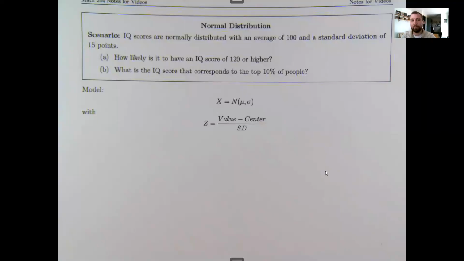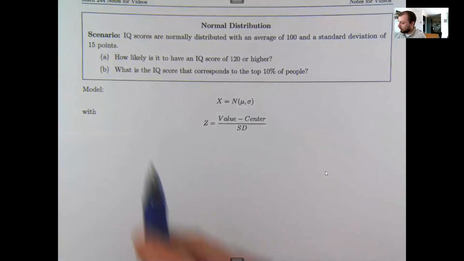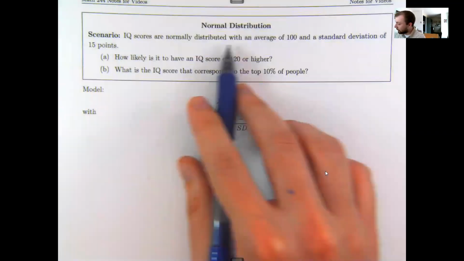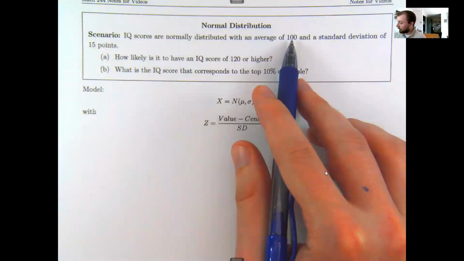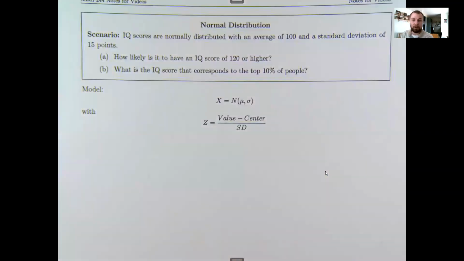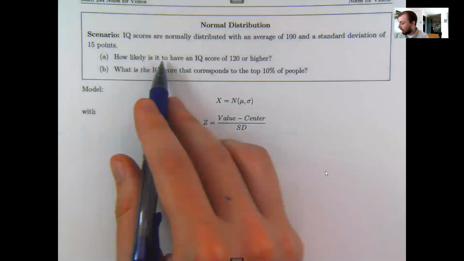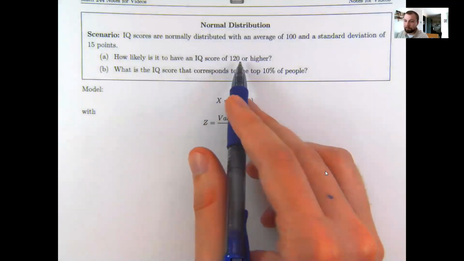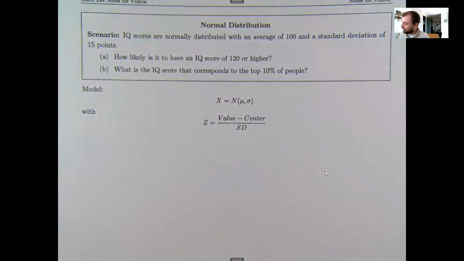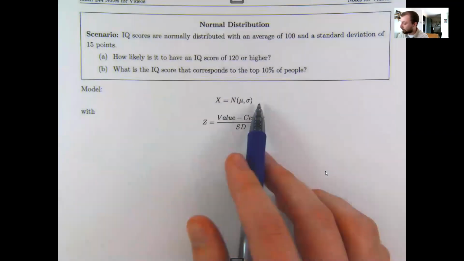Let's look at an example of the normal distribution and how to use the normal table. Suppose IQ scores are normally distributed with an average of 100 points and a standard deviation of 15 points. We're going to look at part A here, which is how likely is it to have an IQ score of 120 points or higher.